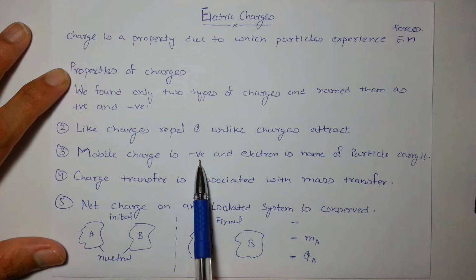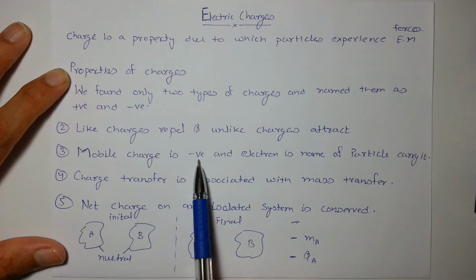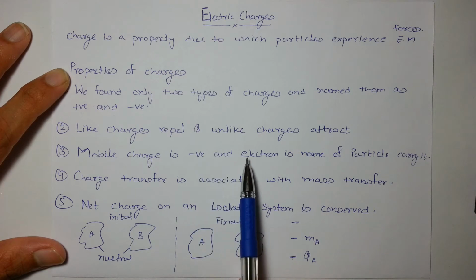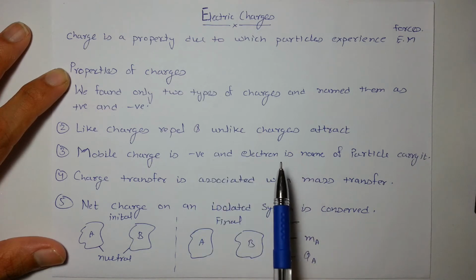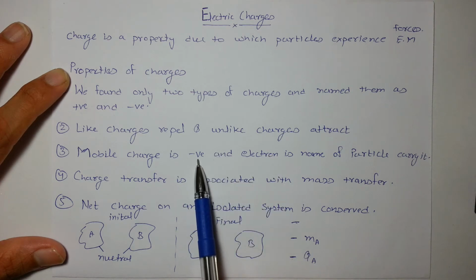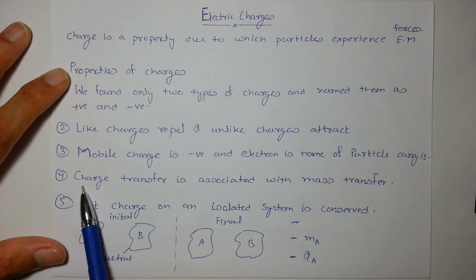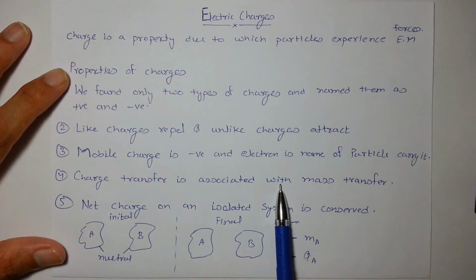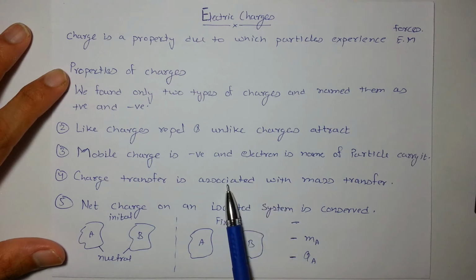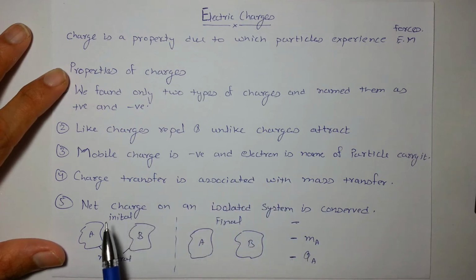Mobile charge is basically the mobile particle, which is the electron. Whenever you rub two objects, a few electrons from one object move to another. The charge on the particle named electron is negative, so the mobile charge is negative. Electron is the name of the particle carrying it. Charge transfer is always associated with mass transfer. As we are transferring the charge, mass will also transfer because electrons will move from one place to another.